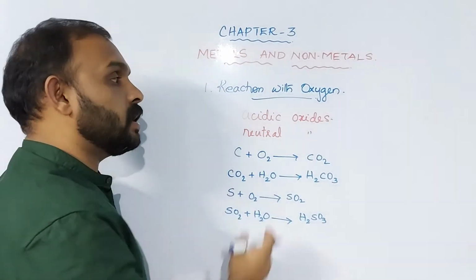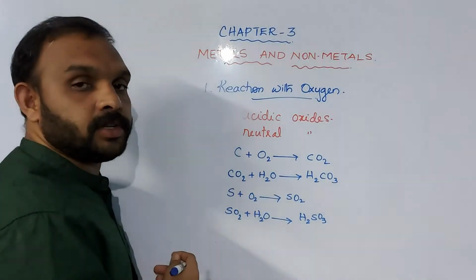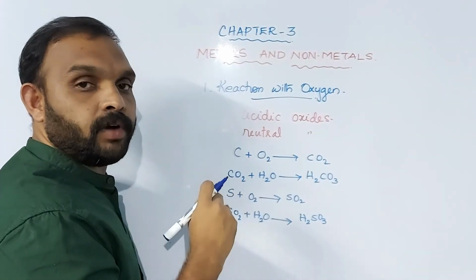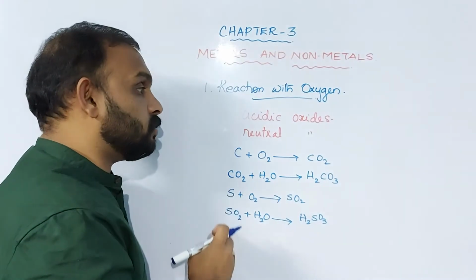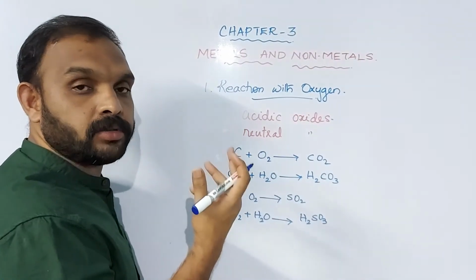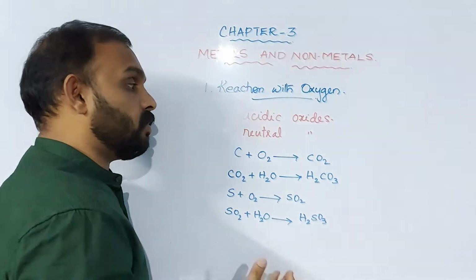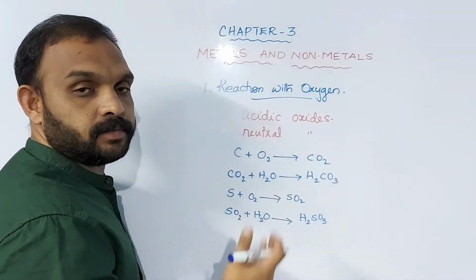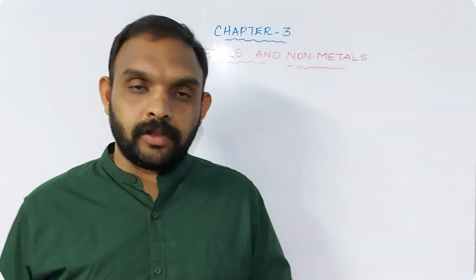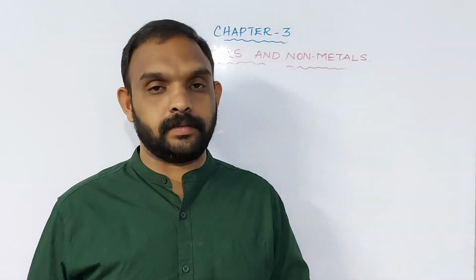So we can say that nonmetals react with oxygen to give a non-metallic oxide, which when dissolved in water gives either an acidic solution or a neutral solution, because they are either acidic oxides or neutral oxides. I think it is clear to all of you. So the second chemical property is reaction of nonmetals with water.